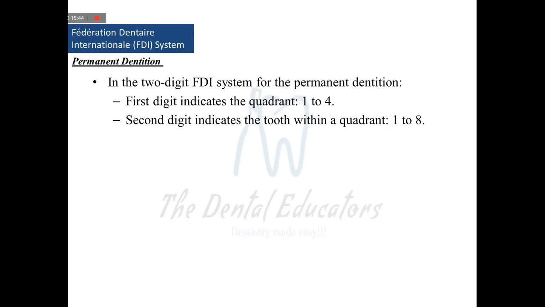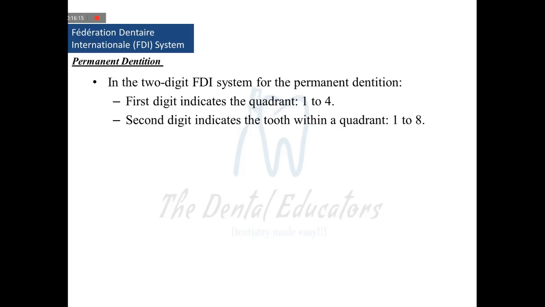Now, in the permanent dentition for the FDI numbering system, we count the teeth in a similar way, that is, in the two-digit system. But the thing which is different is that the quadrant numbers will be changed in the case of the permanent dentition. In the deciduous dentition, if you could recall, we counted the teeth from 1 to 5 from the midline, and we numbered the quadrants from 5 to 8.